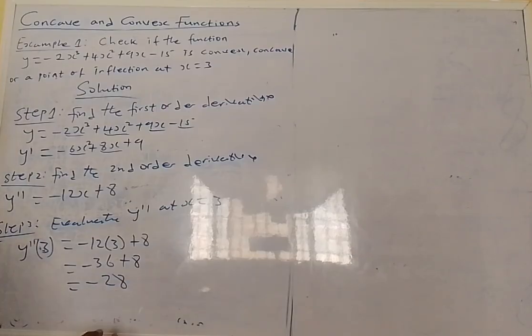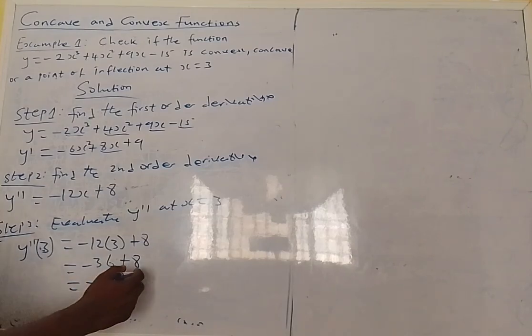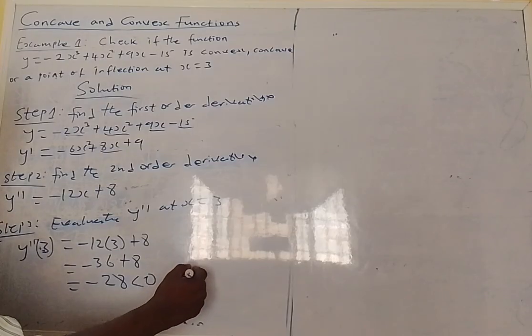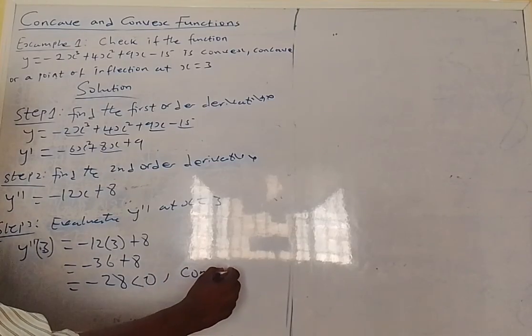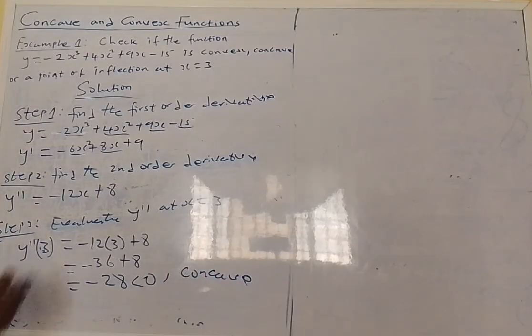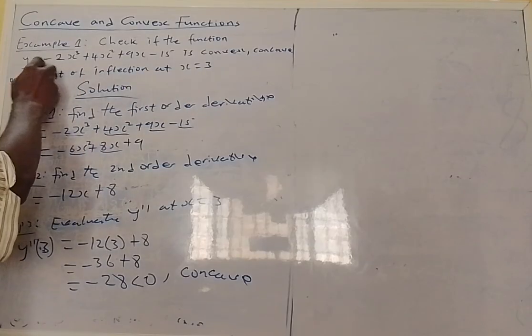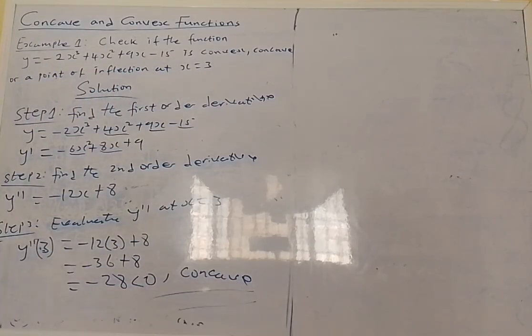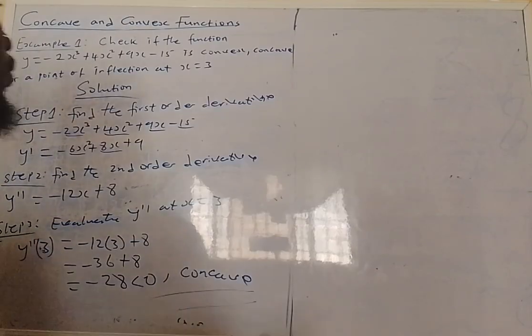Is this minus 28 positive or negative? It's negative, so you can see it's less than 0. So the function is concave. At x equals 3, this function is concave. You can see it's very simple. So let's take a look at another example.